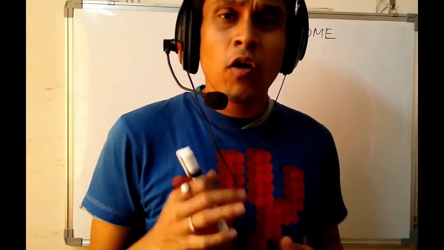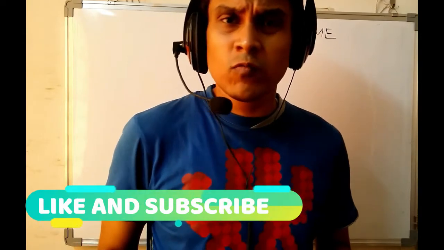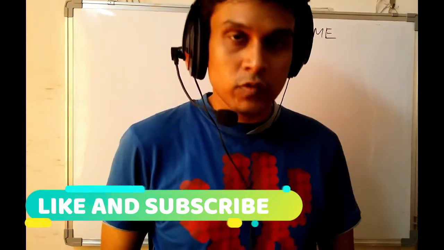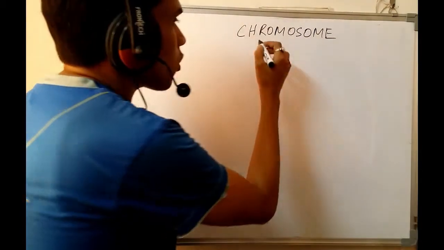So today I am going to discuss all the very related but very confusing terms of chromosomes, like what is chromatid, what is sister chromatid, what is chromosome, what is haploid chromosome, what is diploid chromosome, what is homozygous, what is heterozygous, what is homologous chromosome. These are very confusing but very important terms. So let's start today's topic, that is called chromosome.